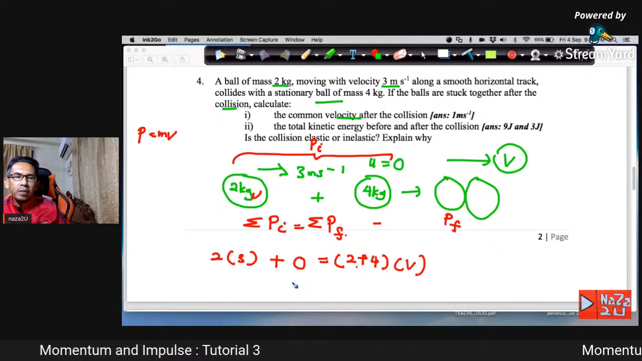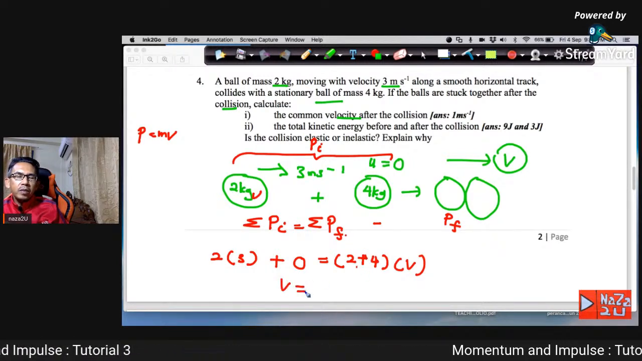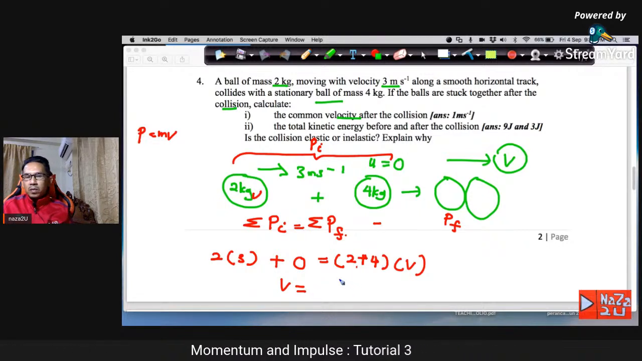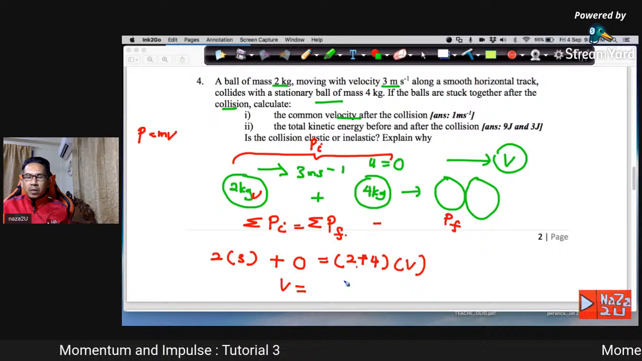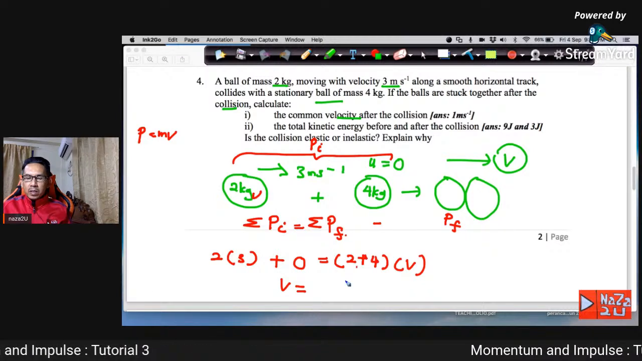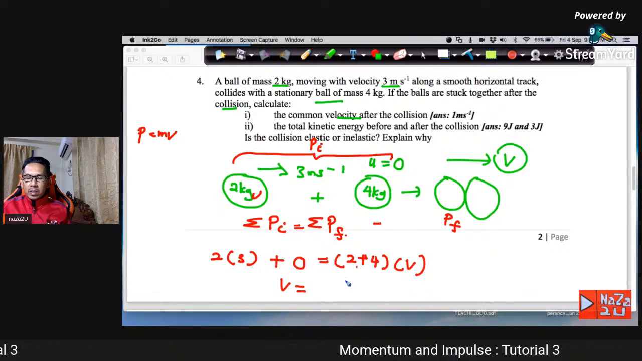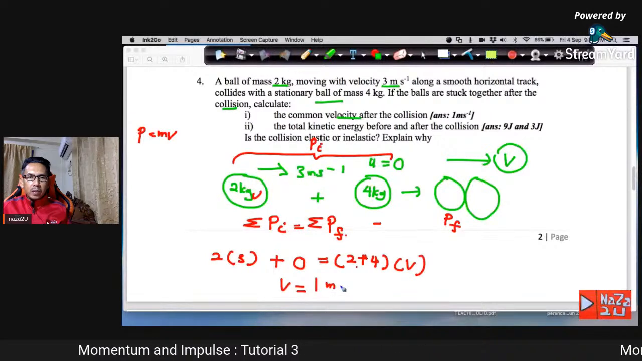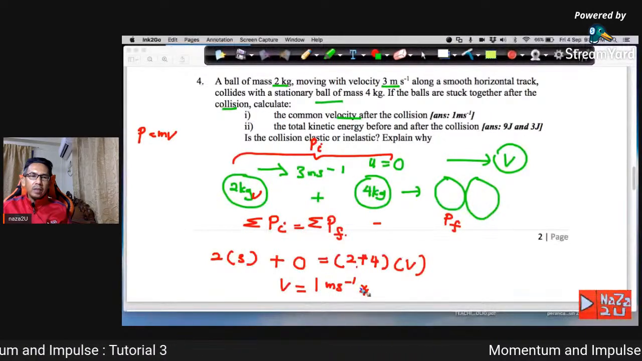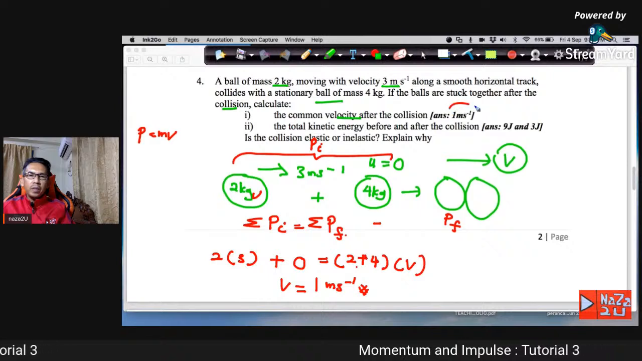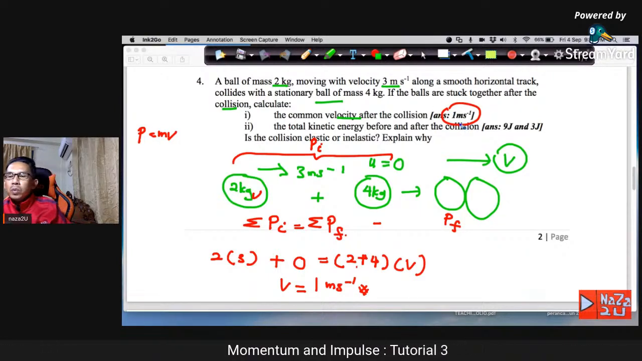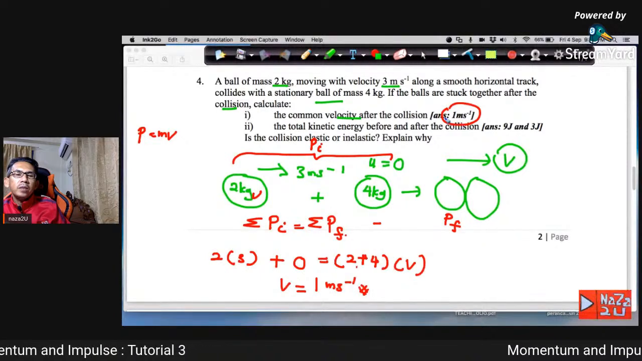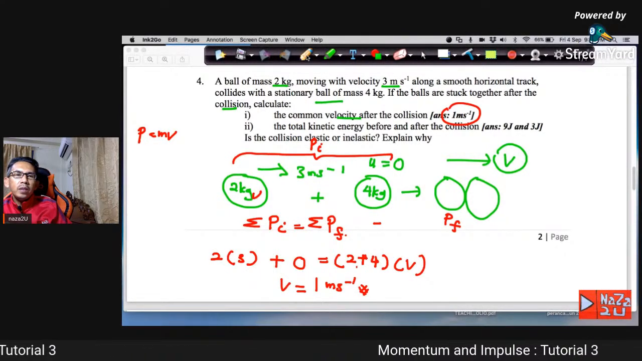So now you can find the value of the velocity here. If you use the calculator, the v here is equal to 1 meter per second. This is the answer given by the question. So 1 meter per second. Okay, so continue to the question number 2.